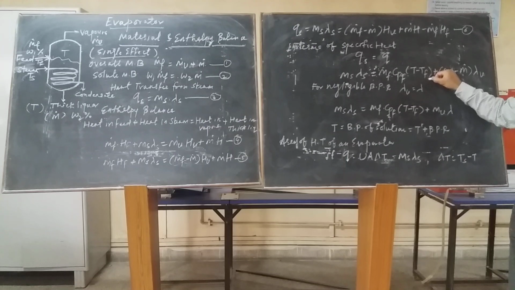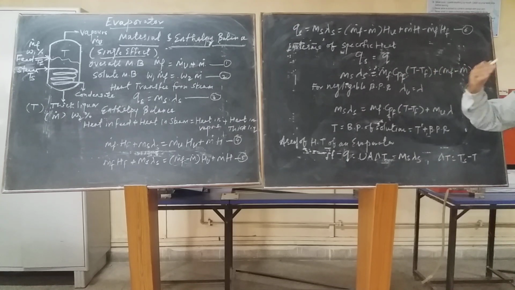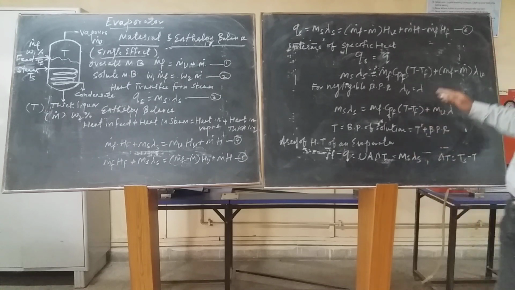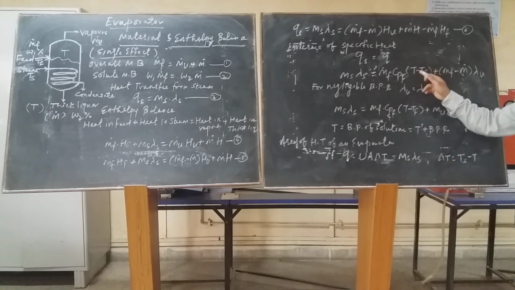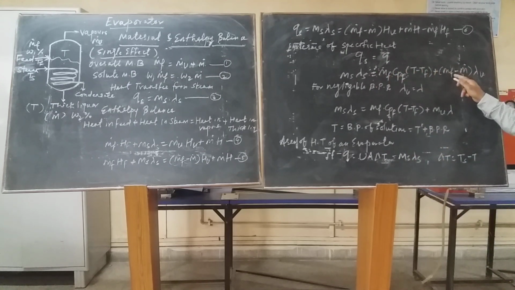There is no change of phase of the feed. Once the boiling point or saturation temperature is reached, the further heat supplied from the steam is used to vaporize the solvent from the solution. That is why mV into lambda V, where mV is mF minus m, the difference, that is the quantity of vapors formed, multiplied by the latent heat of vaporization.